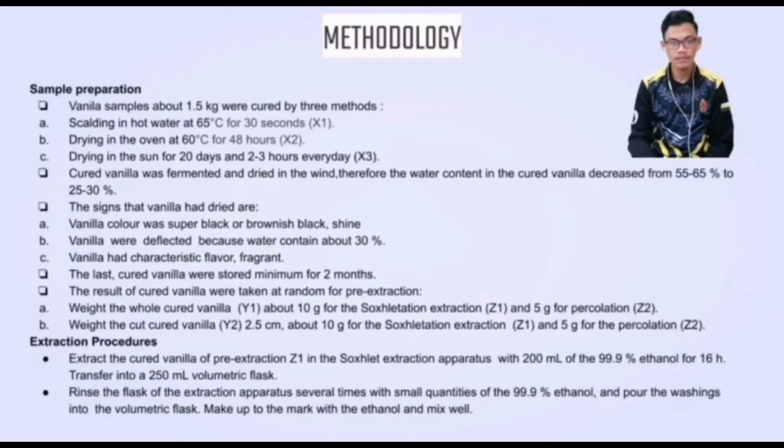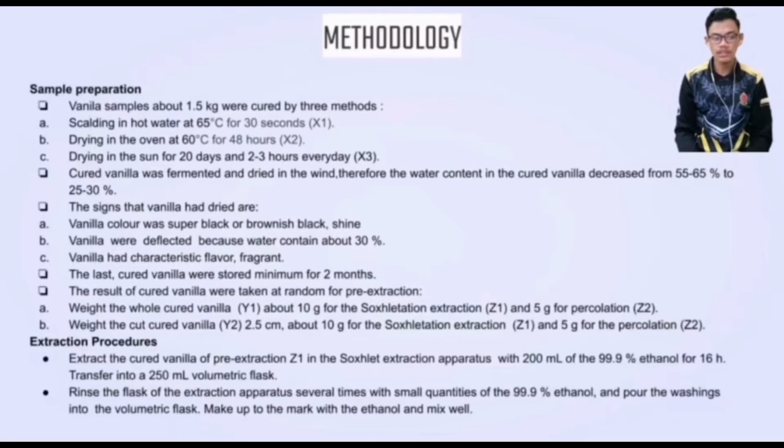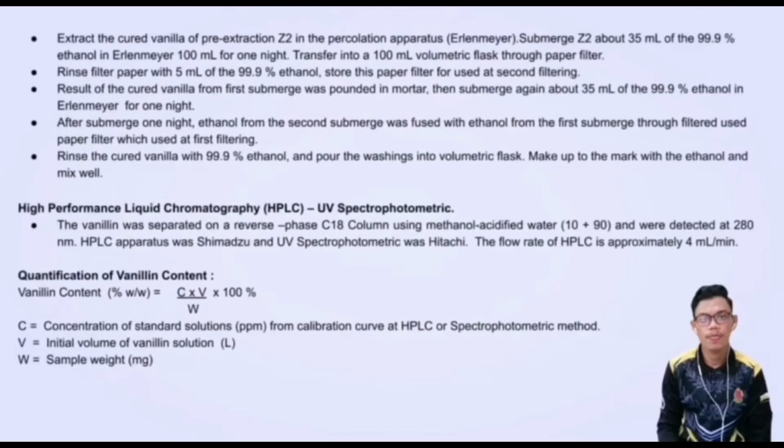For extraction procedures, extract the cured vanilla of pre-extraction Z1 in the Soxhlet extraction apparatus with 200 ml of the 99.9% ethanol for 60 hours. Transfer into a 250 ml volumetric flask. Rinse the flask of the extraction apparatus several times with small quantities of the 99.9% ethanol and pour the washings into the volumetric flask. Make up to the mark with the ethanol and mix well.